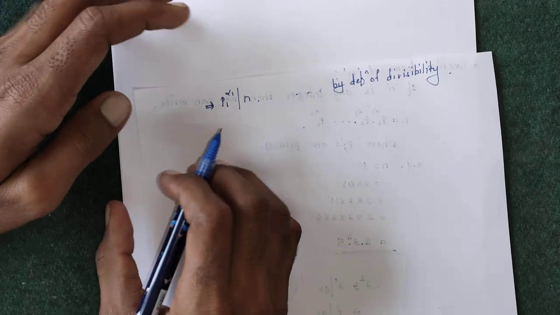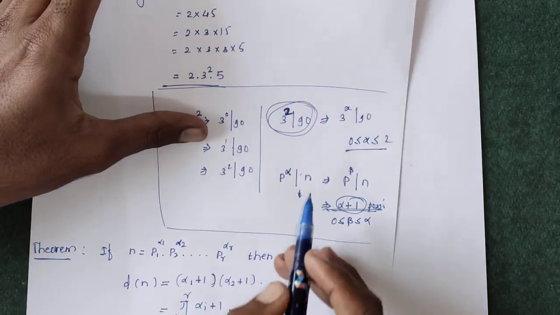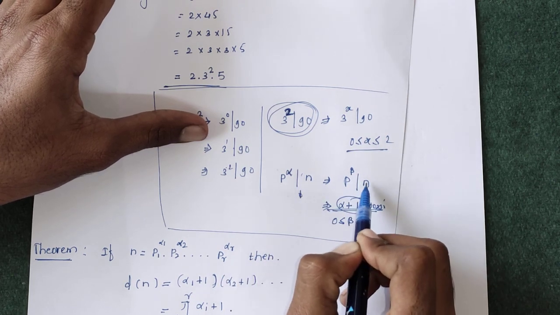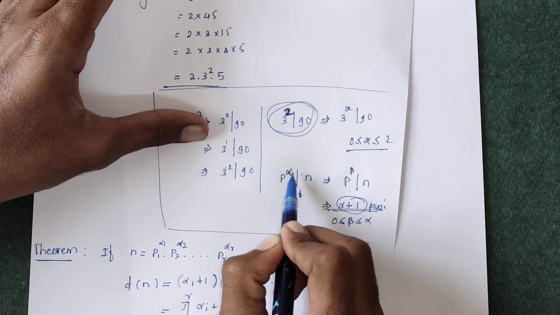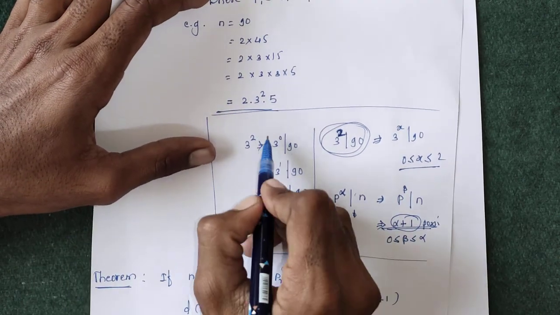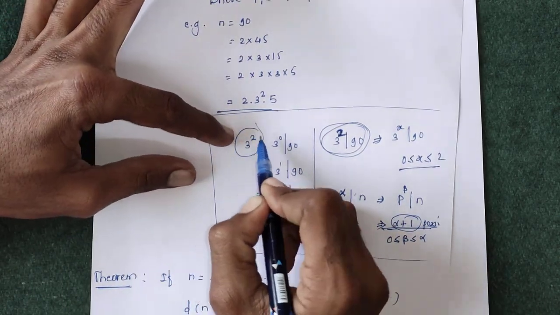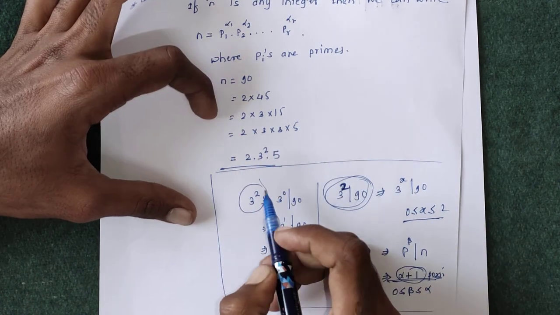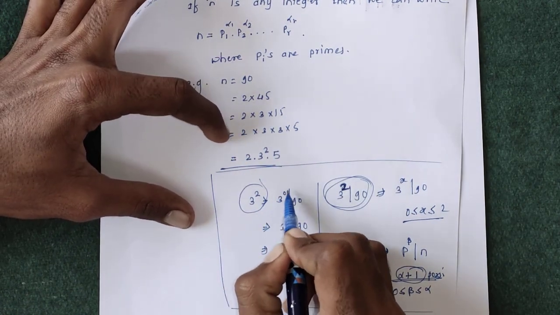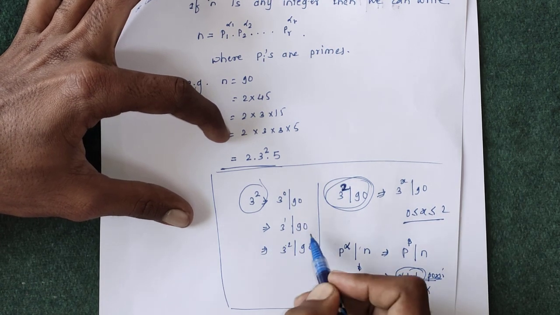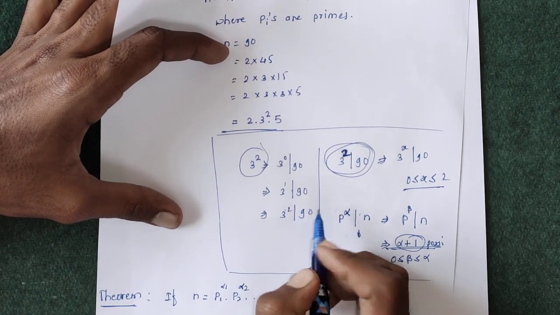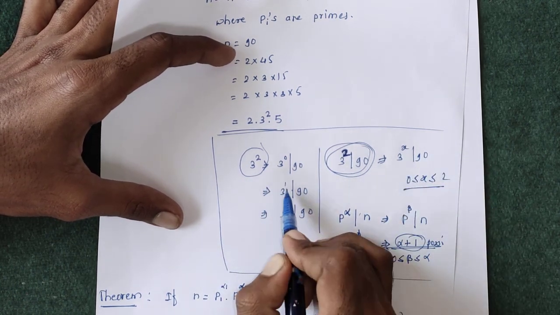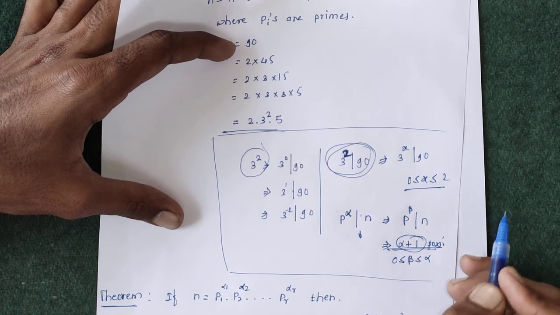So, from this rough calculation, we can say that if p1 raised to alpha divides n, then p1 raised to beta divides n, and there are alpha plus 1 possibilities, as we have seen here. 3 raised to 2 divides 90; 3 square is 9 and 9 divides 90. So, 3 raised to 0 is also a divisor of 90, 3 raised to 1 is also a divisor of 90, and 3 square is also a divisor of 90. From this we can generalize: 3 raised to x divides 90, and there are 3 possibilities of x, from 0 to 2.